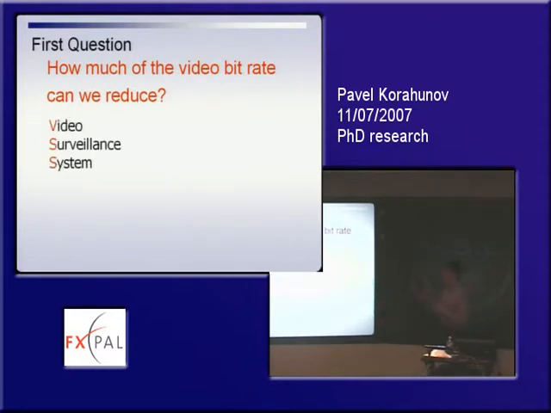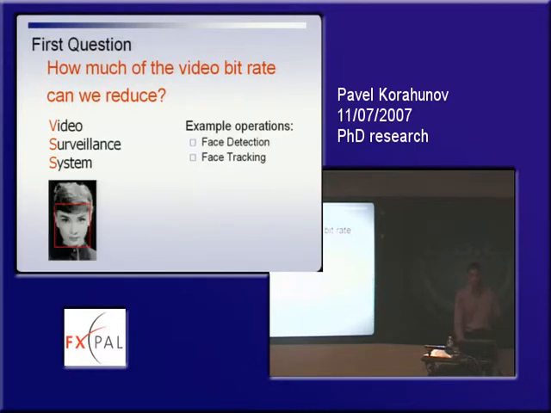So we ask this question in the scope of video surveillance systems, and we first run some experiments to see how much we can reduce the video bitrate. We take face detection and face tracking algorithms. So how do we approach answering this question?